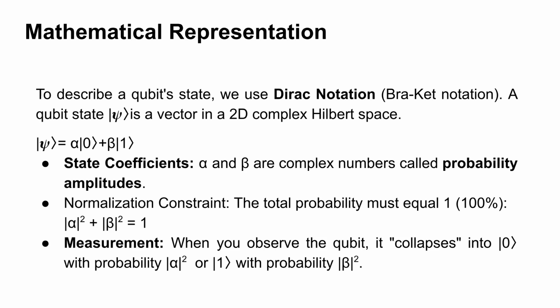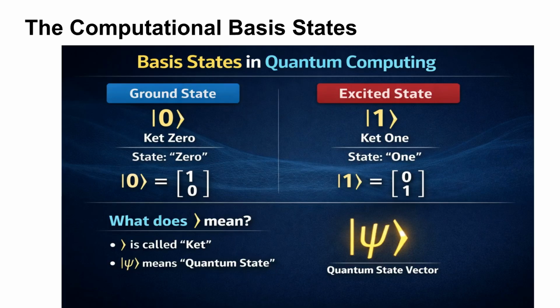Mathematically, a qubit state is represented using Dirac notation as a vector in a 2D complex Hilbert space, |ψ⟩ = α|0⟩ + β|1⟩. When measured, it collapses to |0⟩ with probability α² or |1⟩ with probability β². The computational basis states are ket 0, representing the ground state |0⟩, and ket 1, representing the excited state |1⟩. The symbol |ψ⟩ is called a ket and means a quantum state.